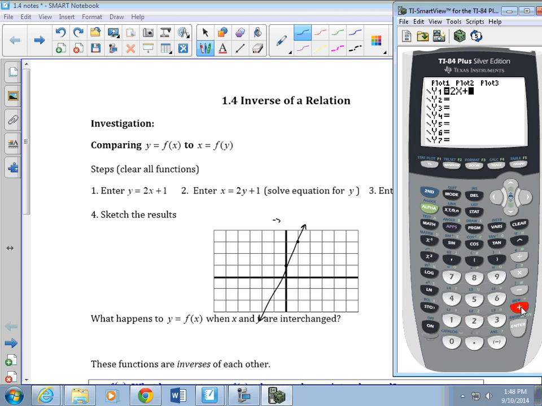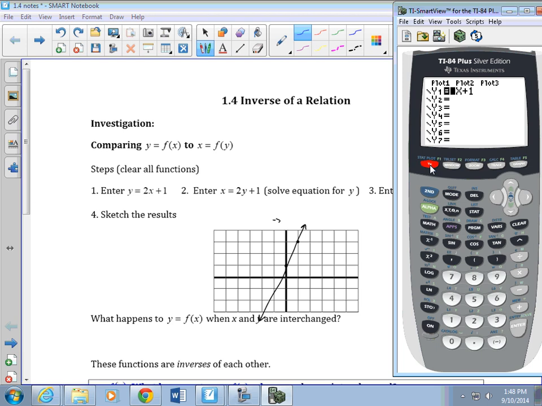So in your calculator, if you enter y is equal to 2x plus 1, you'll get a graph that looks like that. Now, if we want to enter x is equal to 2y plus 1, you can't put that into your calculator because it has to be in y equals mode. So what you have to do then is solve your equation for y.